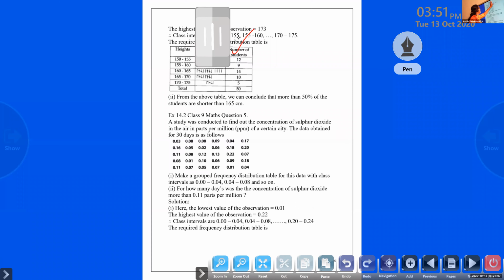Okay, children, listen. In that, the smallest observation is 150 and class size is 5. So starting from 150, you have to include 173 also. So what are the classes? 150 to 155, 155 to 160, till 175. You have to draw the height tally marks table. Then tally marks in the next column and the third column is number of students.